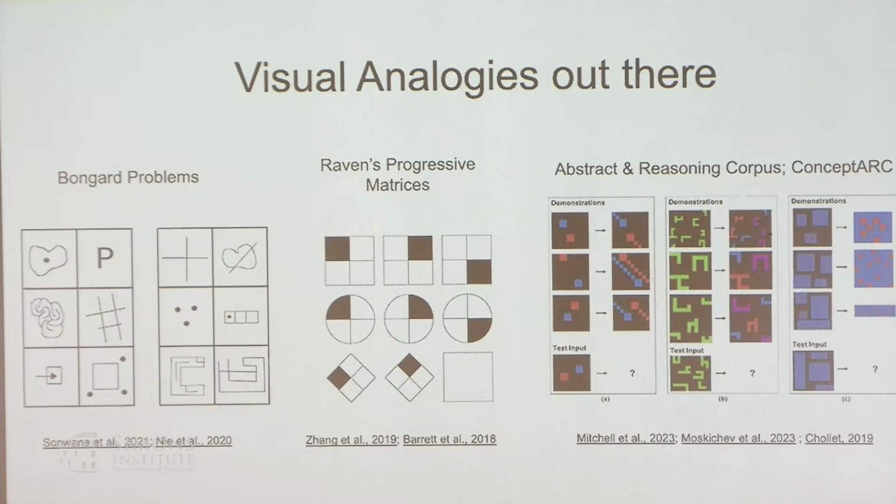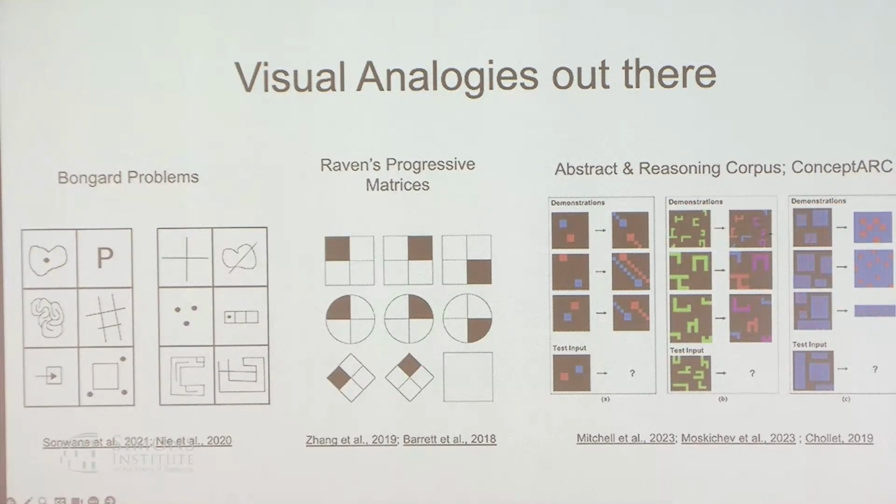But what do the visual analogies look like out there? A lot of the visual analogical problems in the literature currently look like this. We have Bongard problems, Raven's progressive matrices, which are commonly used in human IQ tests, and more recently, ARC and ConceptARC on the right, which is developed by Melanie Mitchell's team, which you'll hear from later this week. And the finding generally is that large pre-trained multimodal language models like GPT-4V have been struggling with these puzzles.